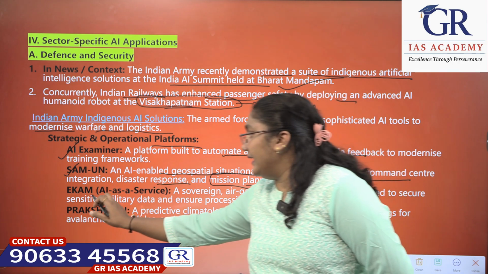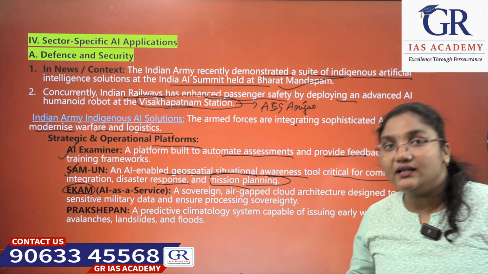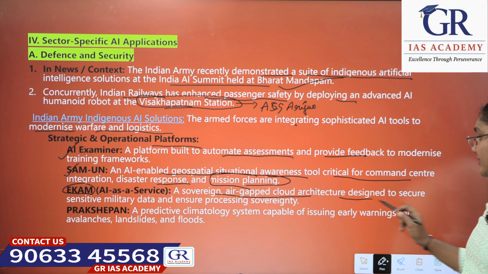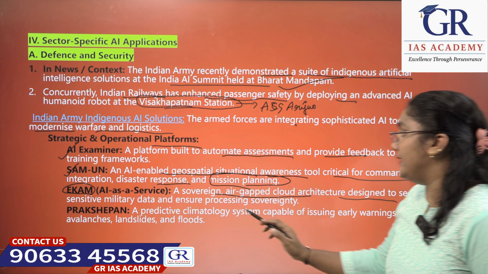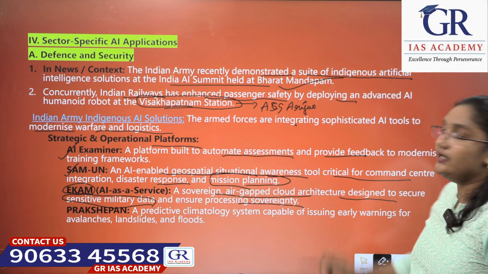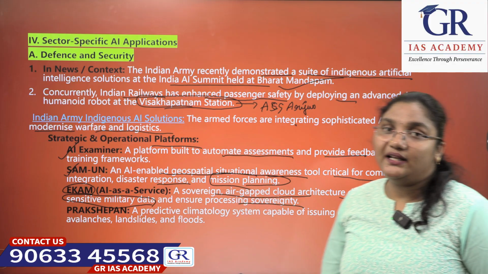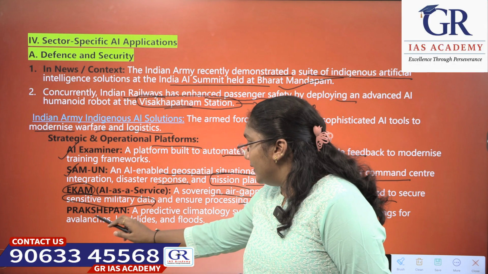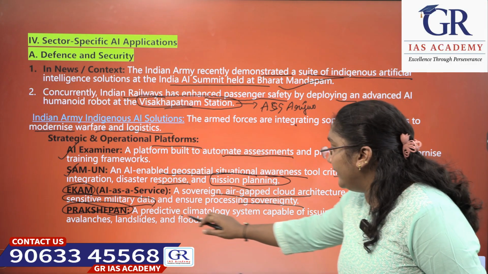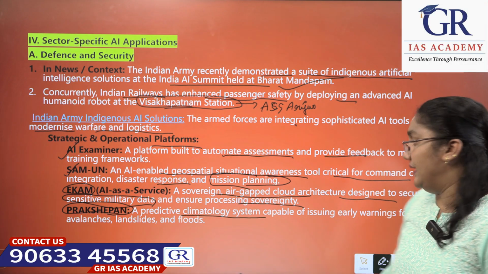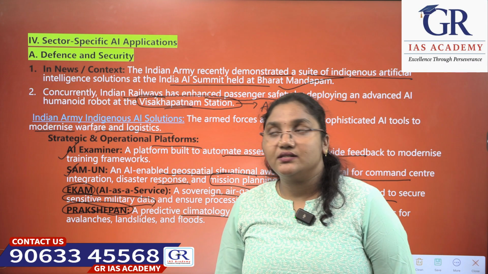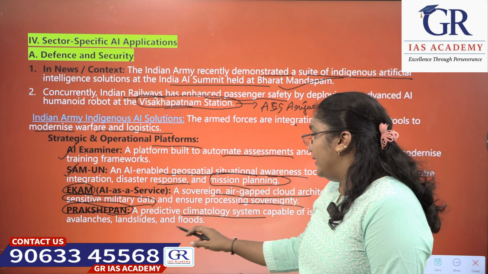Okay. The next is ACOM. ACOM is AI as a service, a sovereign air-gapped cloud architecture designed to secure sensitive military data and ensure processing sovereignty. This ACOM has been developed. Next is Prakshepan. Prakshepan is a predictive climatology system capable of issuing early warnings of avalanches, landslides and floods.